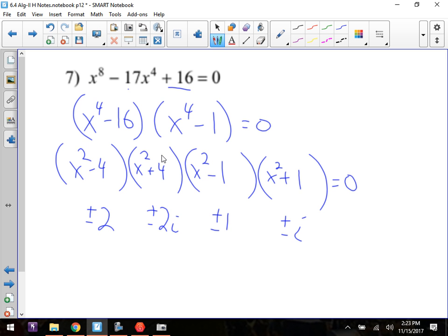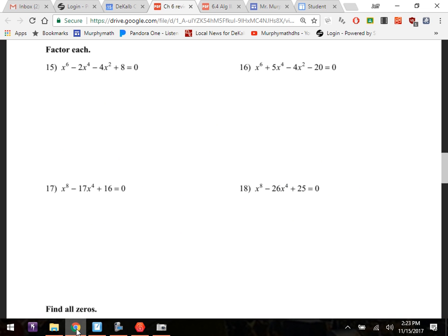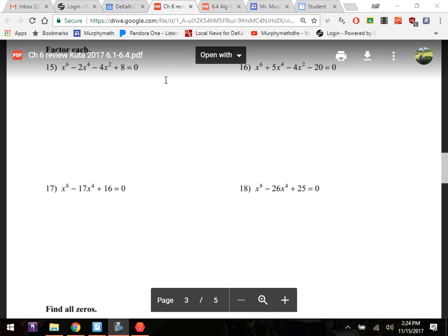Number 8 is basically the exact same problem, but I think it has 25 and 1. So we have plus or minus 5s and plus or minus 1s. On 15 and 16, if I'm not mistaken, both of those guys are GCFs. I think on 15 you get an extra set.